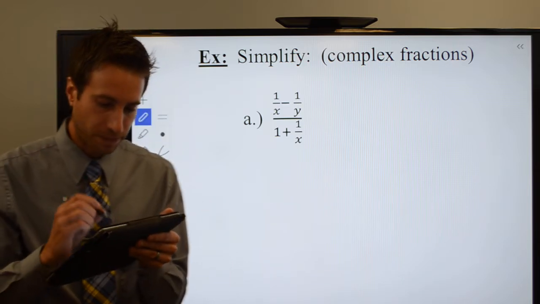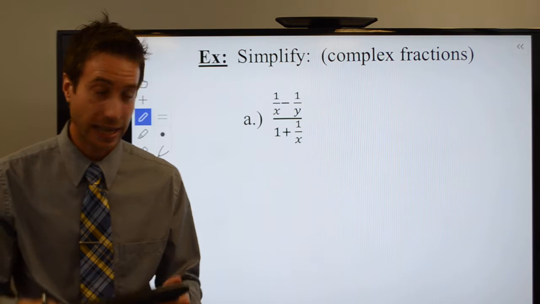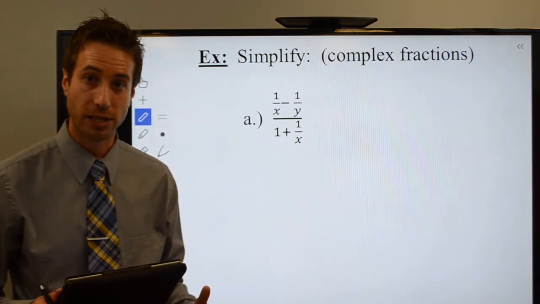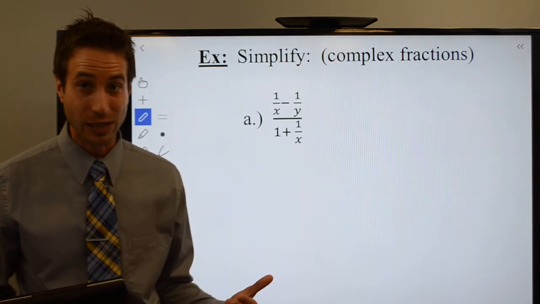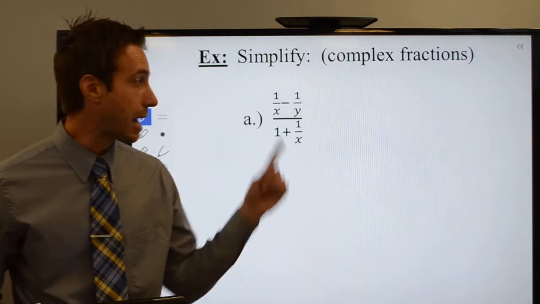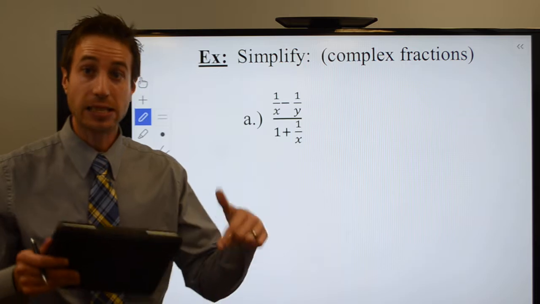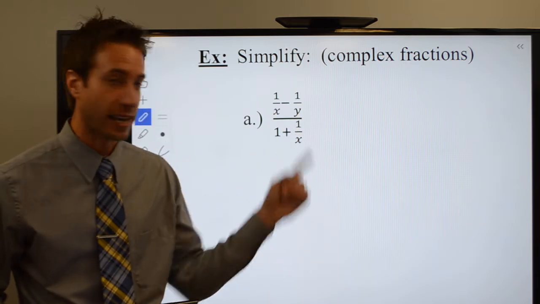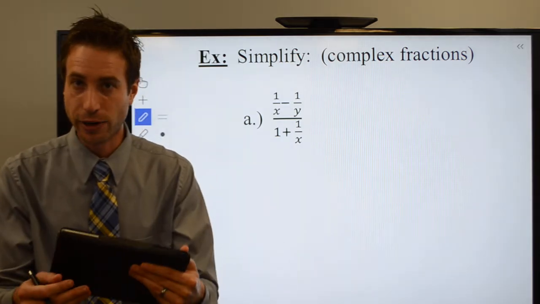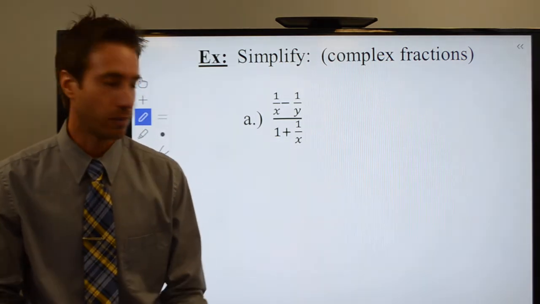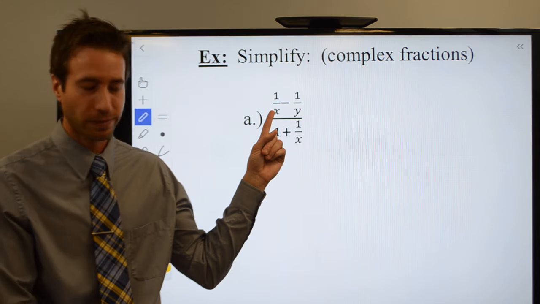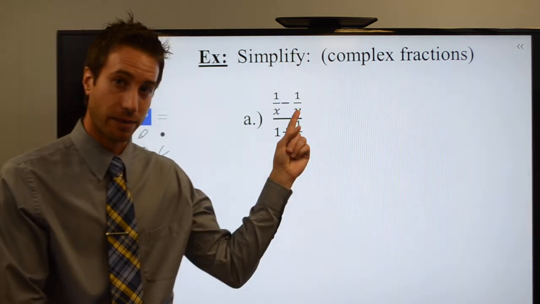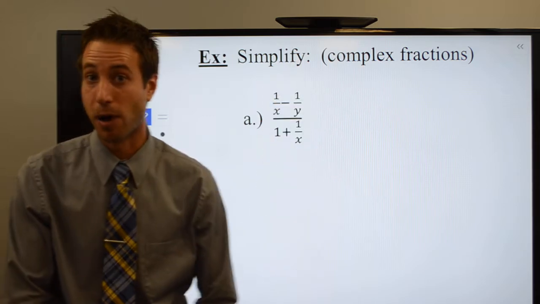Because I am subtracting fractions in the top, I must have a common denominator. But it's really easy. The LCM of x and y is xy. The factor is x, the factor is y, put them together, your LCM is xy. So I need an xy here. That means I multiply top and bottom by y. I need an xy here. That means I multiply top and bottom by x.